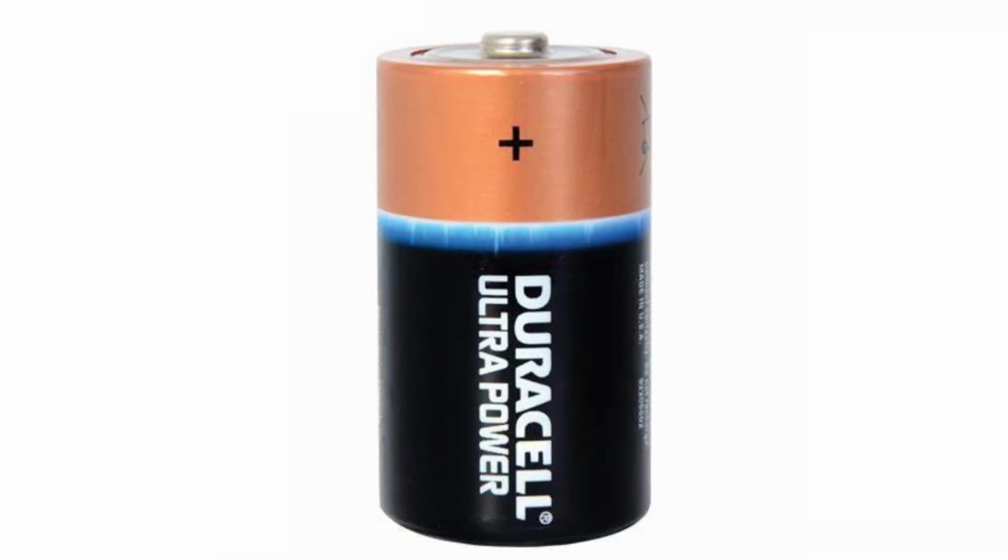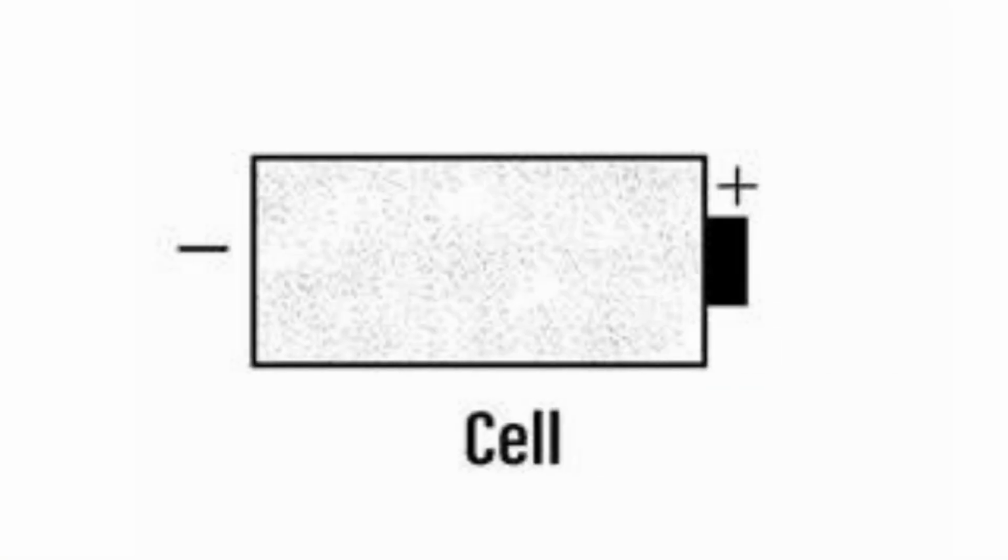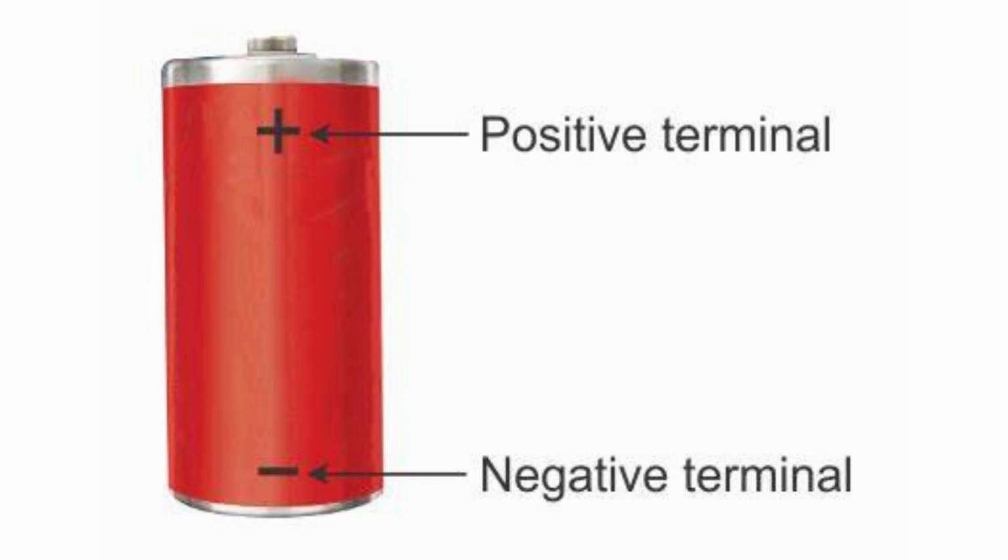You might have noticed that it has a small metal cap on one side and a metal disc on the other side. The metal cap is the positive terminal of the electric cell. The metal disc is the negative terminal. All cells have two terminals, a positive terminal and a negative terminal.